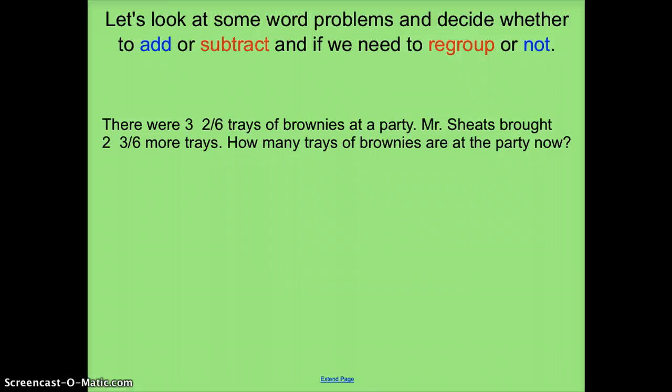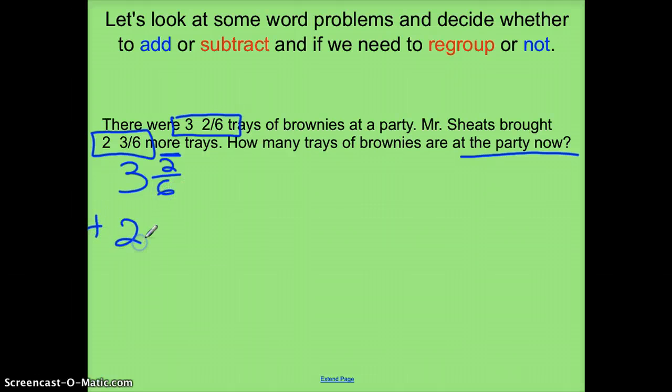Okay, here's another problem. There were 3 2/6 trays of brownies at a party. Mr. Sheets brought 2 3/6 more trays. How many trays of brownies are at the party now? So the fact that he brought more trays makes me think addition. Let me set up the problem. 3 2/6 plus 2 3/6.